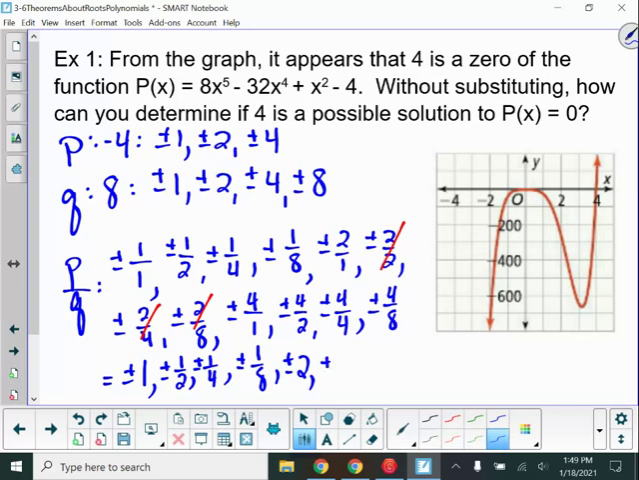Then I have 4. 4 over 2 is 2, which is a repeat. 4 over 4 is 1, which is a repeat. And then 4 over 8 is a half, which is a repeat.